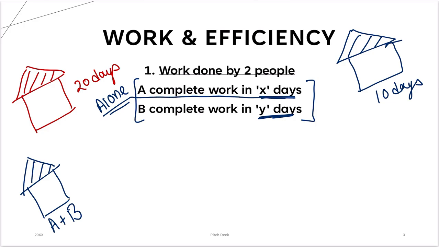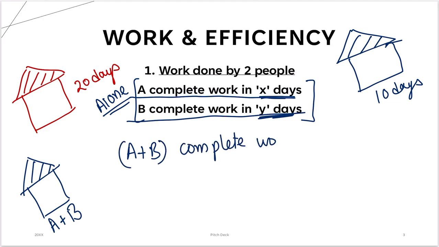A is completing the work in X days. B is completing the work in Y days. How many days will A plus B complete the work? Complete work in how many days? In dash number of days. I hope this is clear.